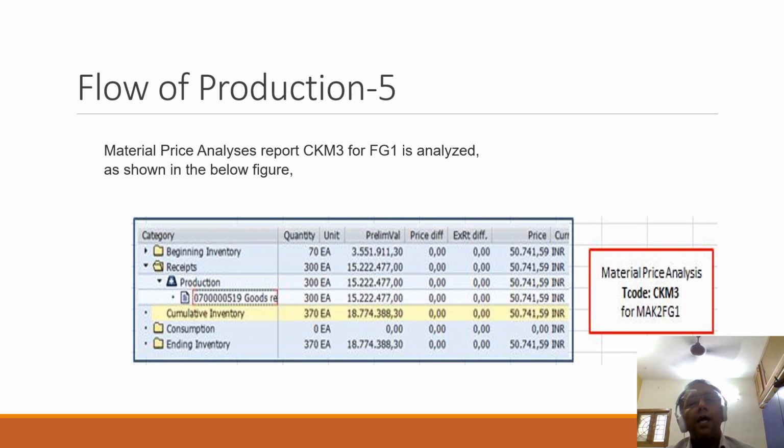The flow of this is the material price analysis. See, in the price analysis, you see the cumulative inventory of all the products, and then the material price analysis of FG1, finished product 1. This is the total of the prices inclusive of raw material 1 and raw material 2. So this is calculating the prices up to the finished goods, the total value of the prices.